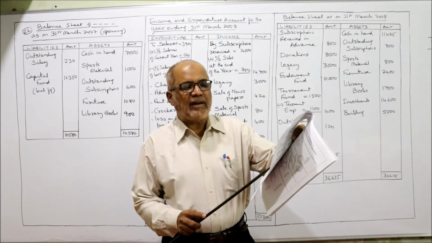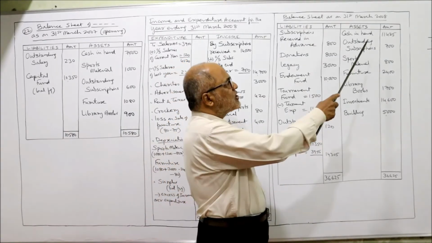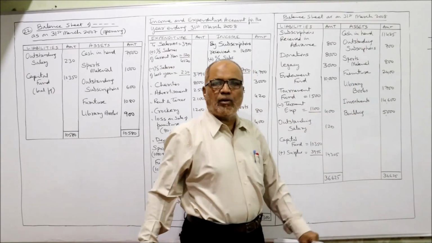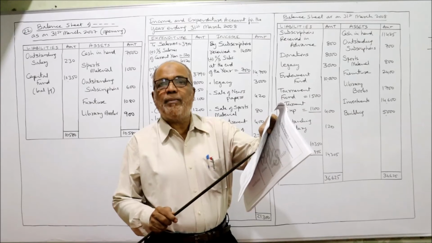Next item is balance. Closing balance is given 11,425. This is the closing cash in hand. So cash in hand we can take 11,425. So I have explained all the items on the receipts and payments account.